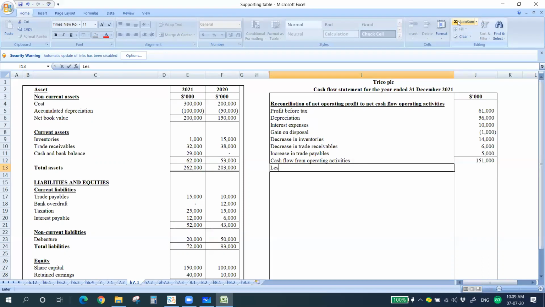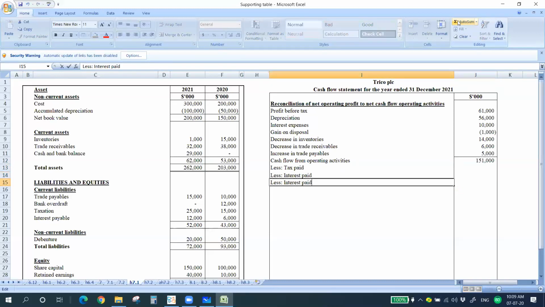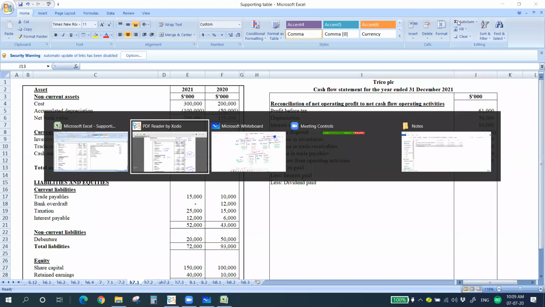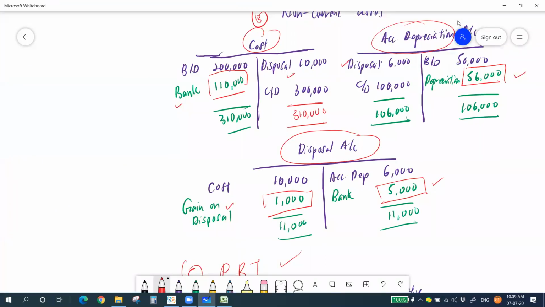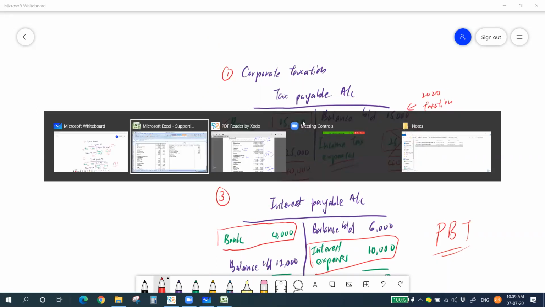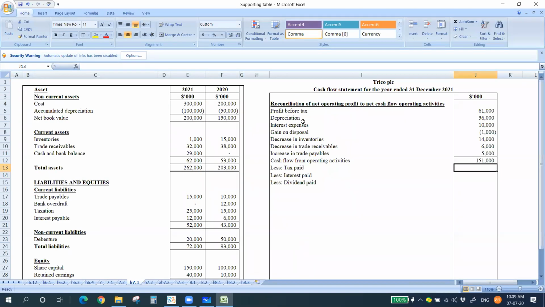So after that, we will minus tax paid, interest paid, and also dividend paid. Tax paid, look at the first adjustment. The tax paid is 15,000. Tax paid, we will put negative.